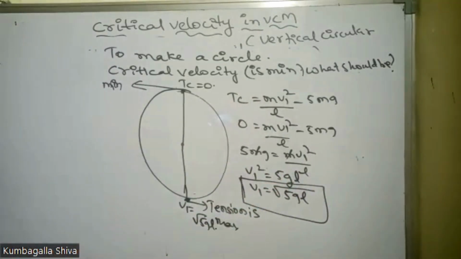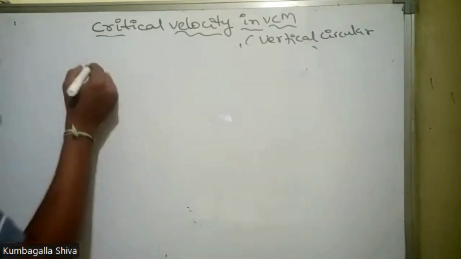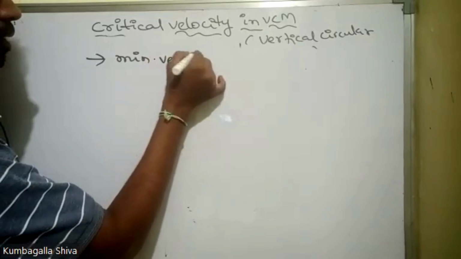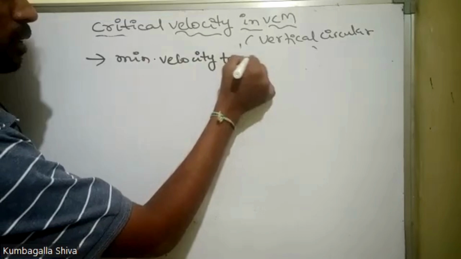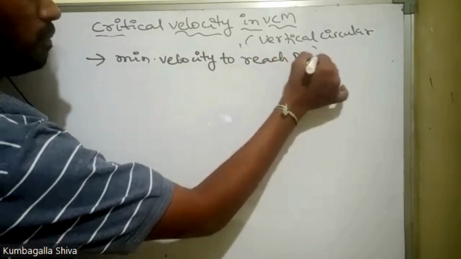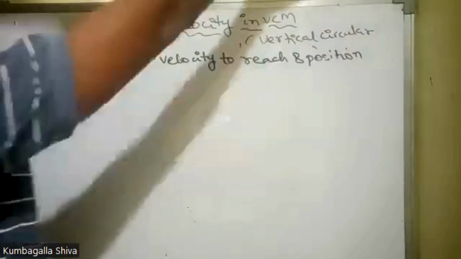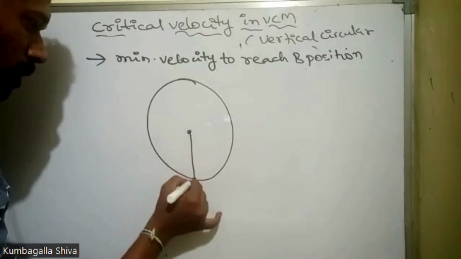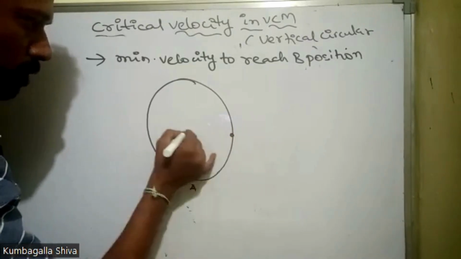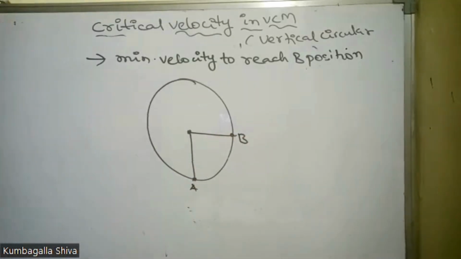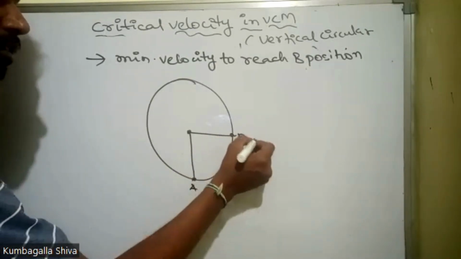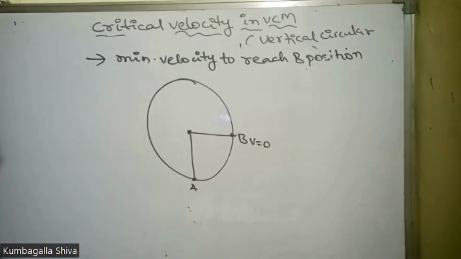Are we clear? Right? So next case, we are discussing the minimum velocity to reach B position. This is a circle we are making, this is the A point, and this is the B position. So what should be the minimum velocity to at least reach B position? We know that already when it comes to B position, the final velocity will be equal to 0. Already we discussed.